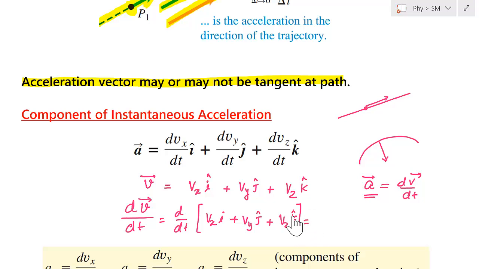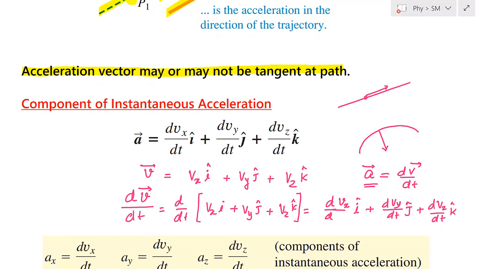Now we can take differentiation of each term separately. So what I will do is I will write d by dt of vx, and this constant term i, there is no point of taking the differentiation, so I can take it outside. Similarly dvy by dt, and then I have to multiply by the unit vector j, and this is dvz by dt, and this is unit vector k.